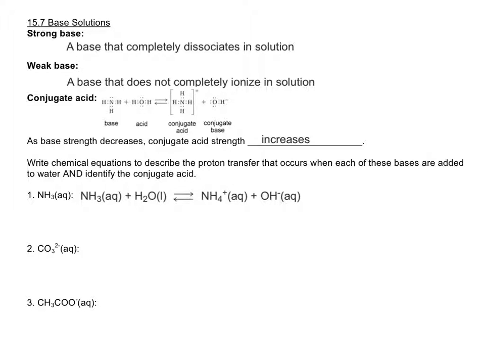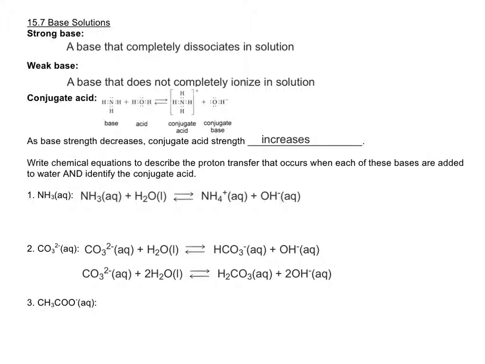Okay, the second one we have is carbonate ion. So CO3 2 minus, if that reacts with water and accepts a proton, it will now be HCO3 minus plus OH minus, or it could react with two waters if we want to fulfill both of those and become H2CO3. Okay, either of those is possible.